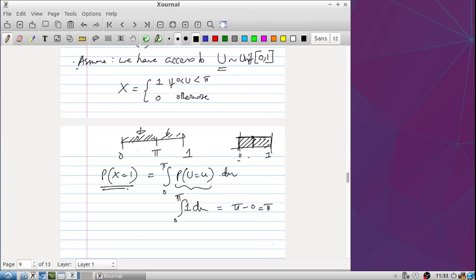Fine, so at least we defined a function, we said this is how we generate a Bernoulli, and it is a Bernoulli because probability of x is equal to 1 exactly is equal to pi.